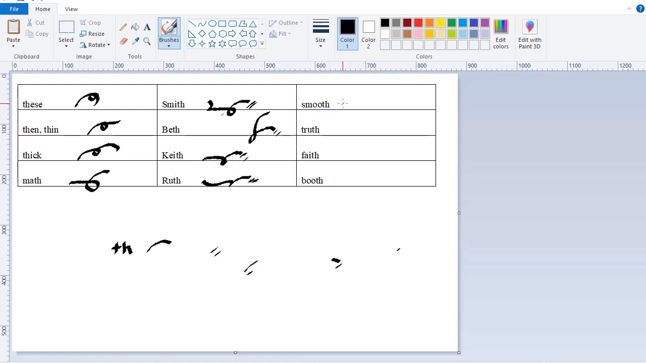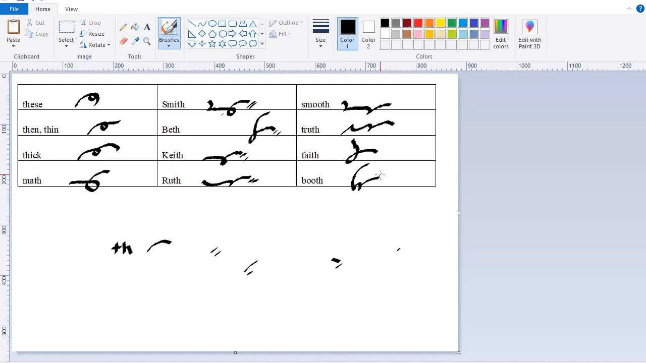Next, we have Smooth. So, we have S, M, U, and then your TH, smooth. Next, Truth. So, we have T, R, U, and then your TH. Faith. So, we have F, A, and then your TH. Booth. Let's make it a little bigger. Booth. So, we have B, and then U, and then TH. Okay? So, it is clear how you stroke the TH.